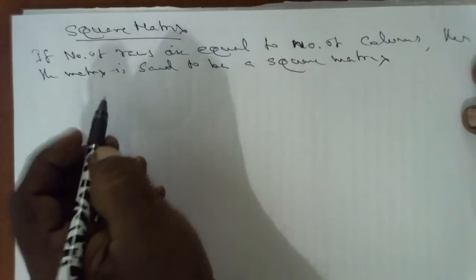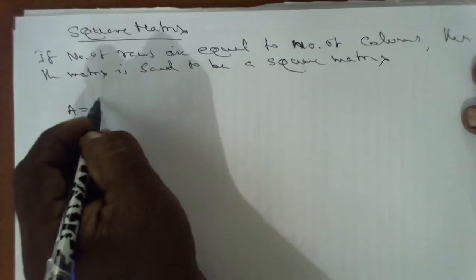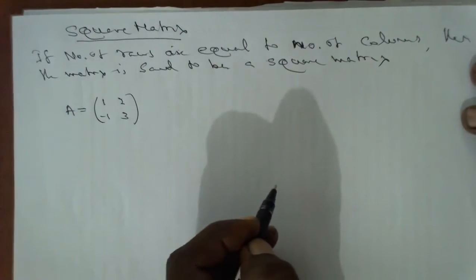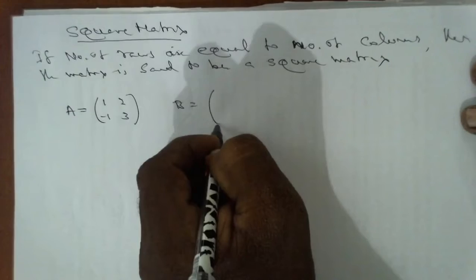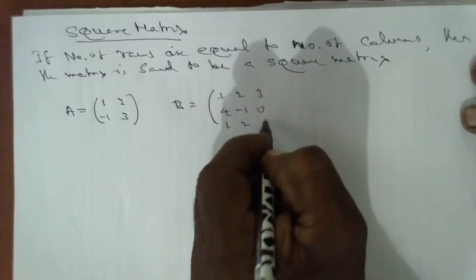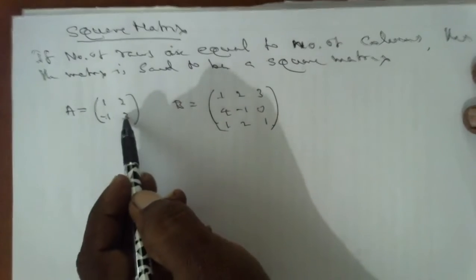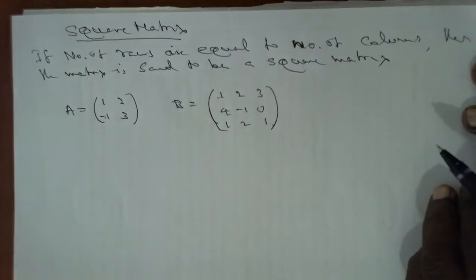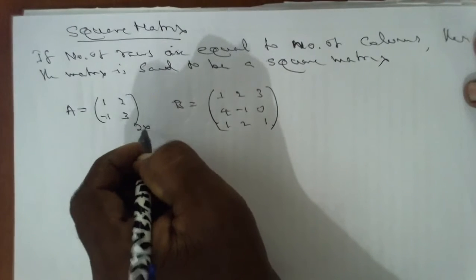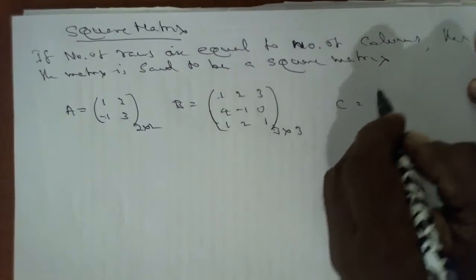Now, if you take a matrix like this, 1, 2, minus 1, 3, this is a square matrix. B, if you take 1, 2, 3, 4, minus 1, 0, 1, 2, 1, this is also a square matrix, because in this the number of columns equals the number of rows. For this one also, the number of rows equals the number of columns. So this is a 2 by 2 matrix, this a 3 by 3 matrix, like that.